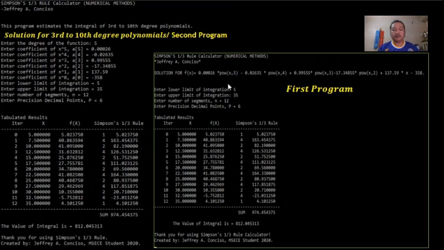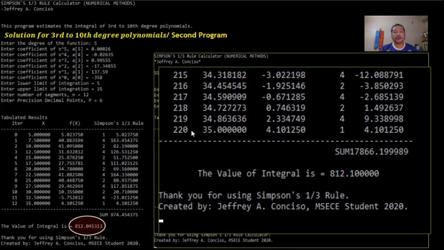The user is only prompted for 4 parameters: the lower and upper limit, the number of segments 12, and the precision 6. While the second program will solve 3rd to 10th degree polynomials, all the coefficients are required to be inputted, plus the number of segments and the precision, as well as the lower limit and upper limit. The value of integration is the same for both programs, which is equal to 812.045313.